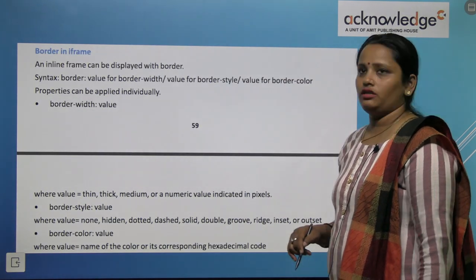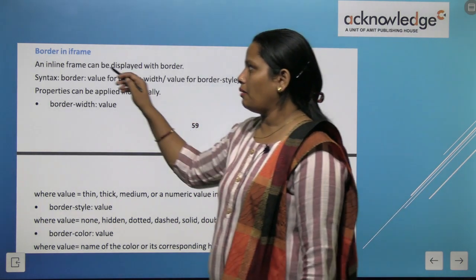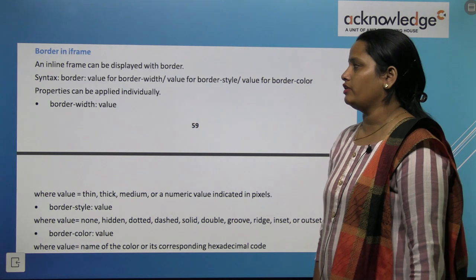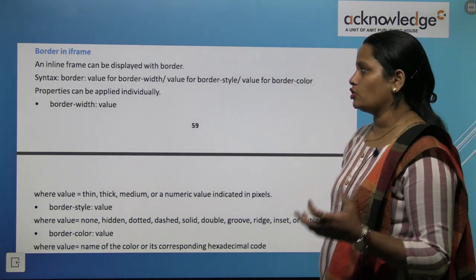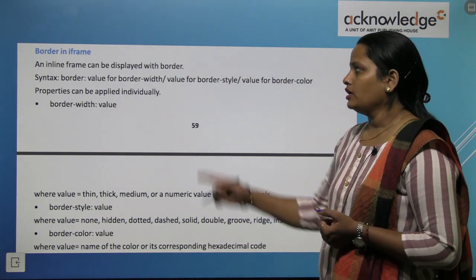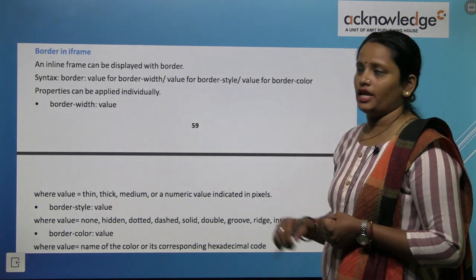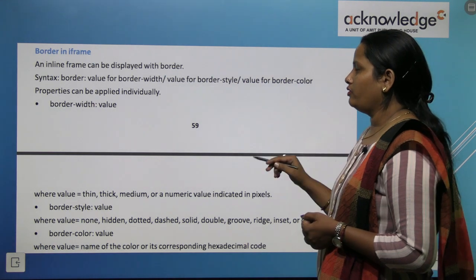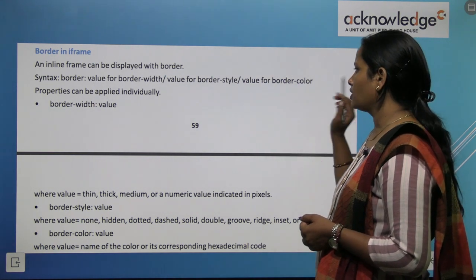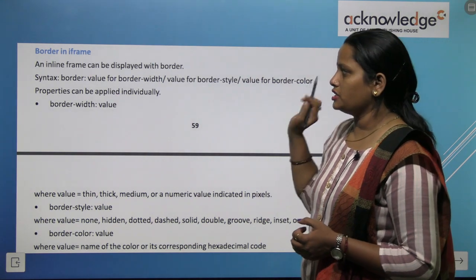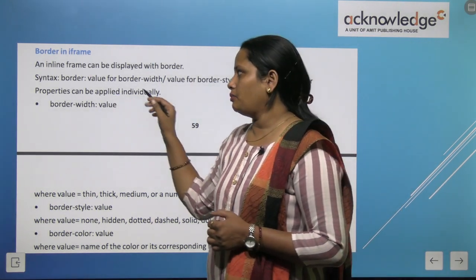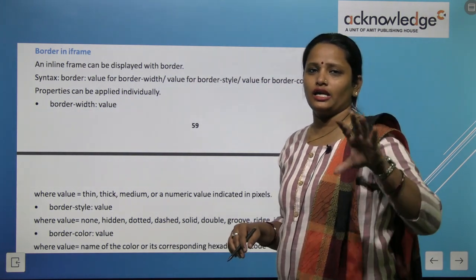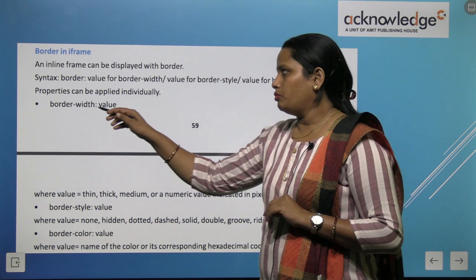Next is border in iframe. So what will the border be in an iframe? An inline frame can be displayed with a border. So the frame that we made can also be displayed with a border. First we have to write down the syntax, and the syntax is border value for border width, value for border style, value for border color. So this is the syntax that we have to write, and the properties can be applied individually. In each one, the property is applied one at a time. Border width value.